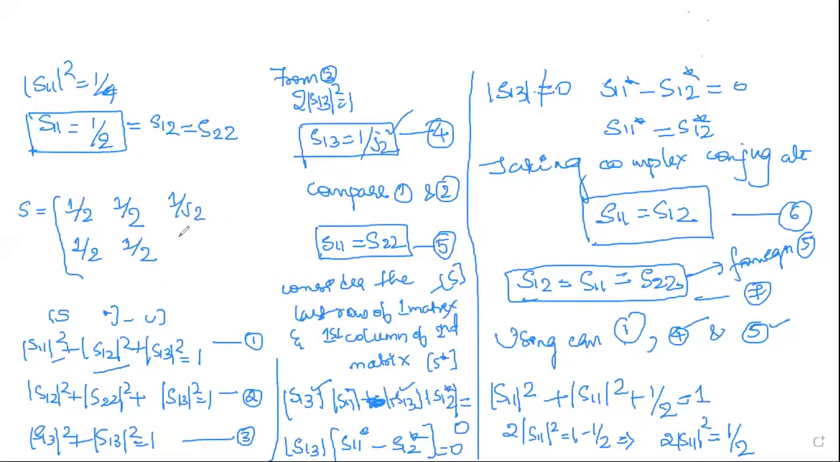Now here, you know S23 is equal to minus S13. So this should be minus 1 by root 2. Similarly, this will be 1 by root 2 for S13, this is minus S13, that is minus 1 by root 2, and 0. Is that correct?